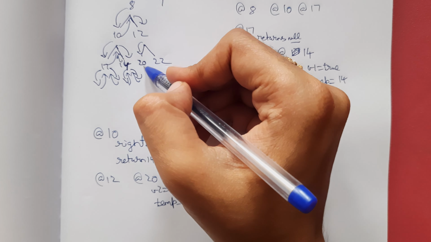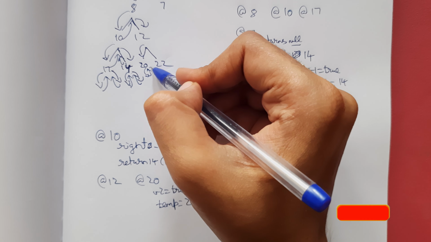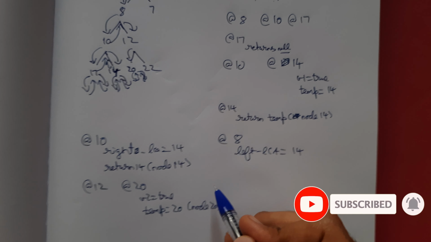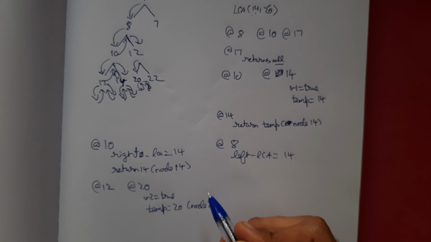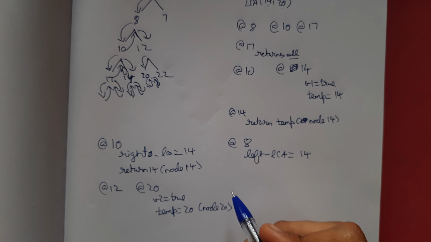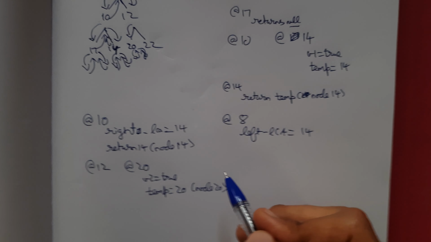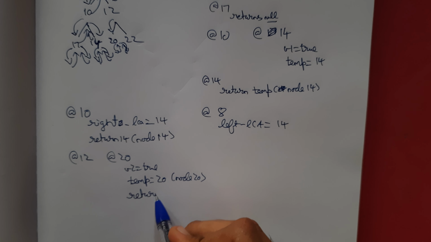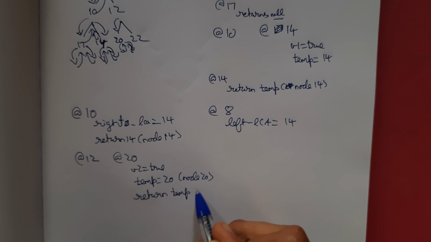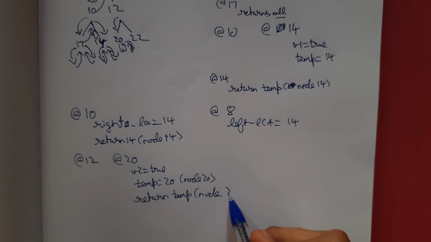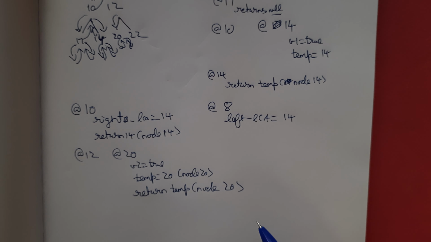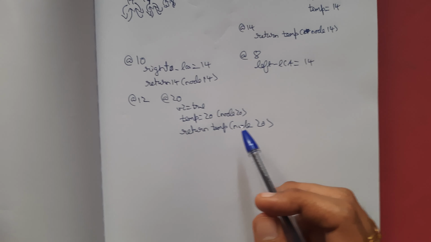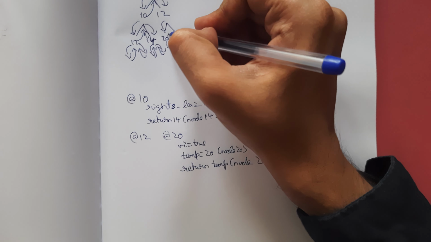We now go to the left and right subtree of node 20, which are non-existent. So we again come back to 20, and we check if the temp value is not equal to null. Since the temp value is not equal to null, we return temp, that is node 20, to the node that's above 20. So the control now goes back to 12.